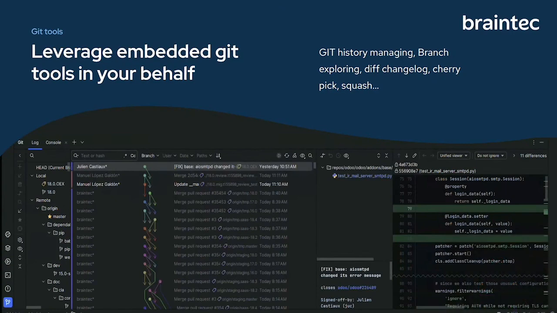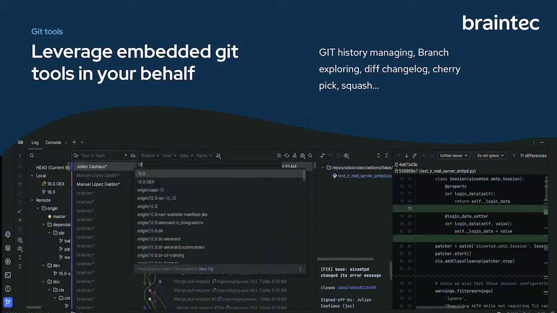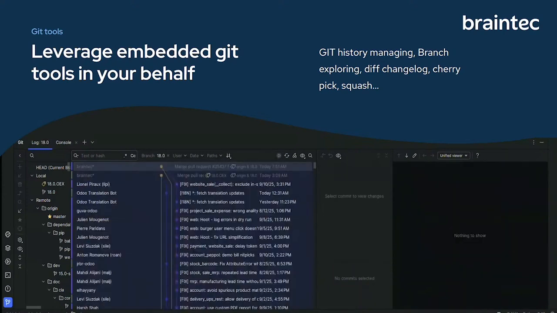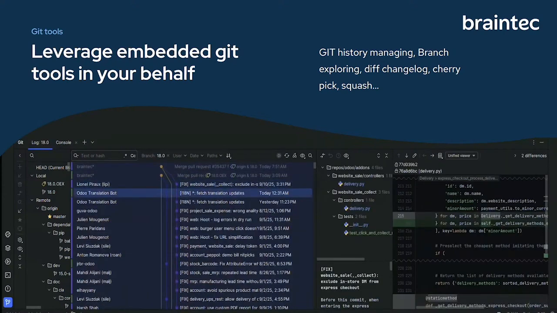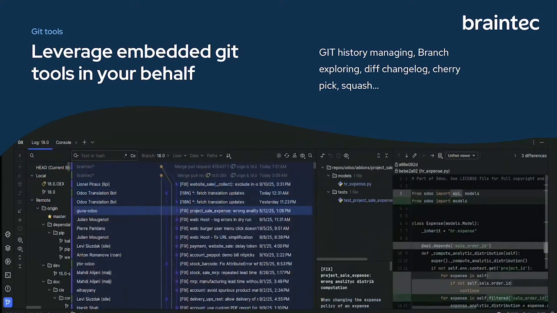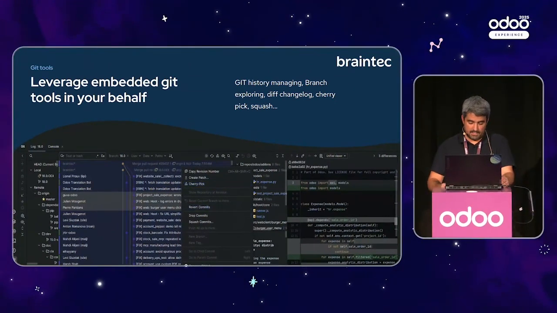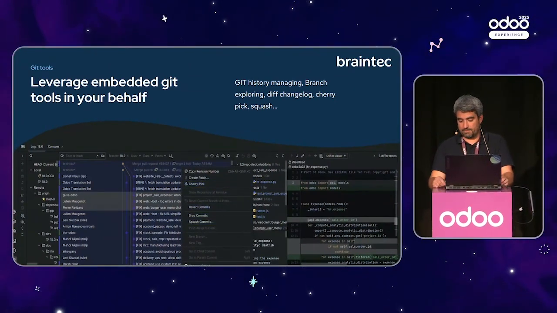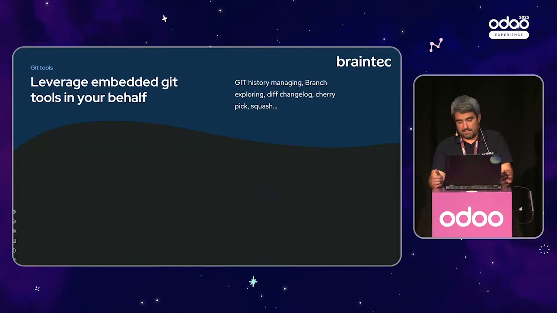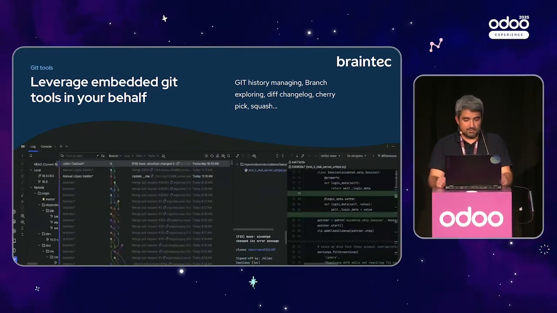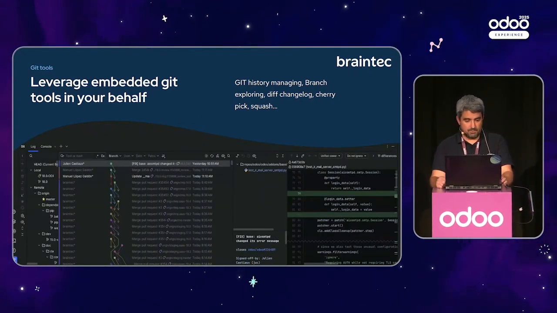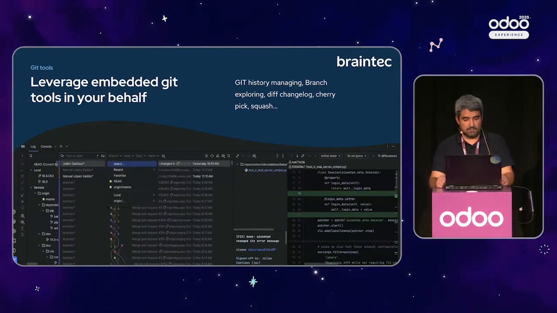One of the other important parts of a developer's life is the Git management, and PyCharm really provides you with good Git tools, so you can do all the Git history, managing branches, exploring diff changelogs, going through commits, managing your stuff, cherry pick, squash. Really useful. You can have a branch selector, filtering. You can work on different features, and in the end, squash all the commits to have a clean commit or keep it, whatever. So you don't have to go to the command line, and you can manage all this from here.